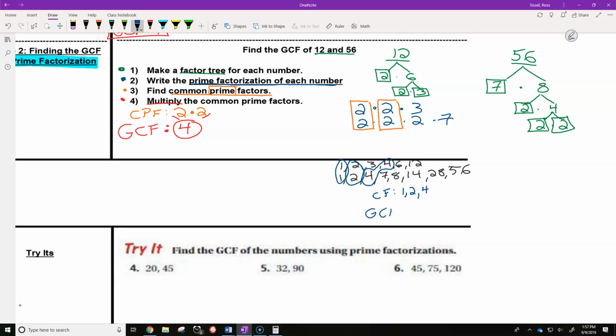Which means my greatest common factor was 4. So, I got both the exact same answers. I showed it with prime factorization, and I showed it with making a list. The biggest thing to remember with prime factorization is step 4. You must multiply the prime factors. 2 was common in this, another set of 2.